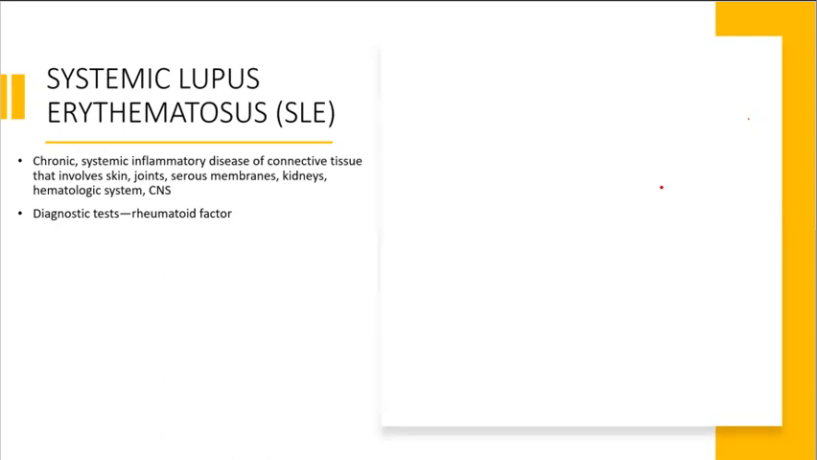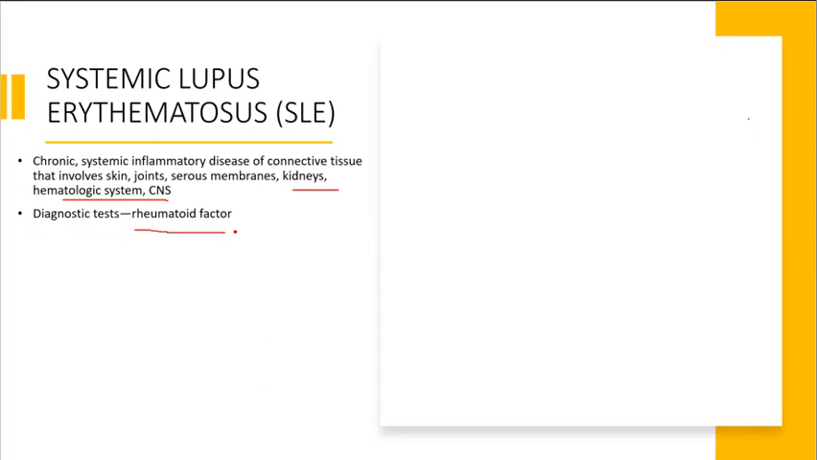It affects the joints, the skin, the kidneys, the blood cells, the heart, the lungs. So like we mentioned on the screen, it's a chronic systemic inflammatory disease of connective tissue that involves the skin, the joints, the serous membranes, the kidneys, the hematologic system, the CNS.